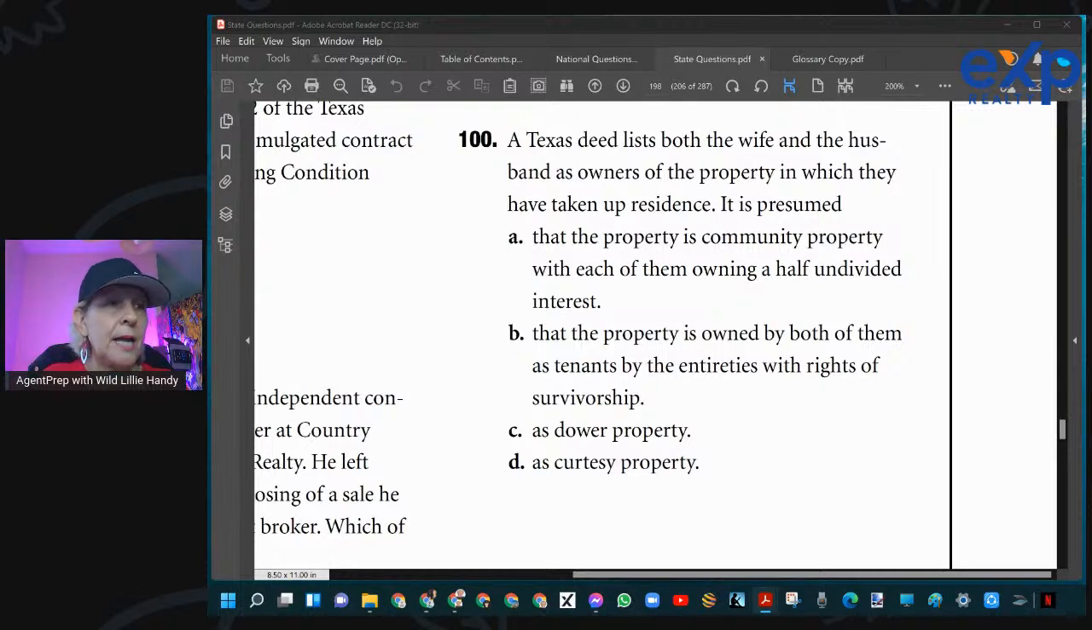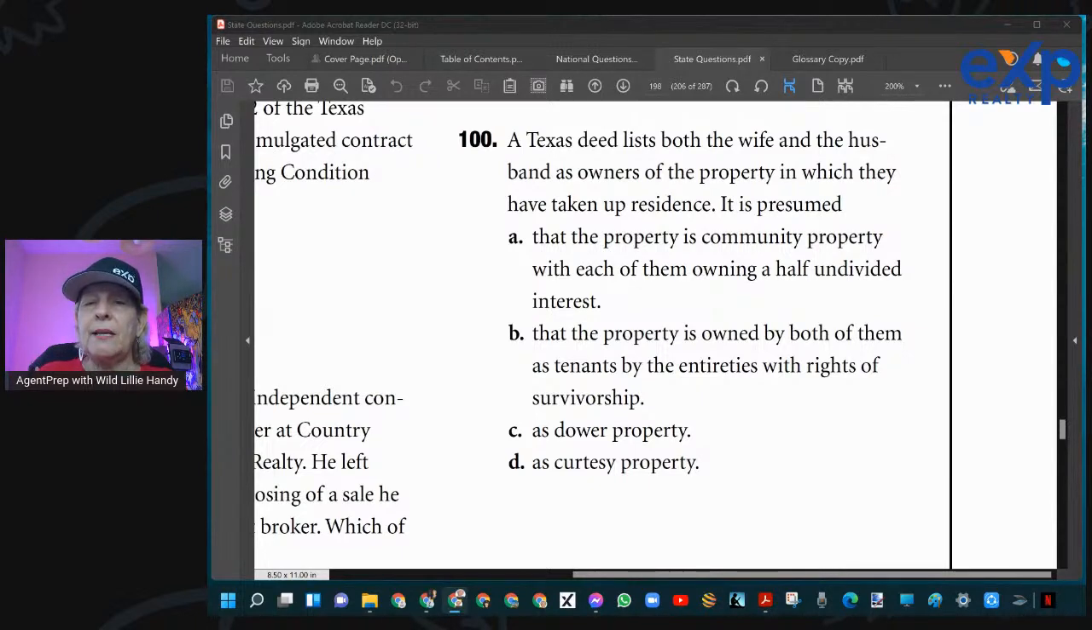Okay, Vladimir says A, that the property is community property with each of them owning a half undivided interest. Anyone else? So yes, the answer is A.